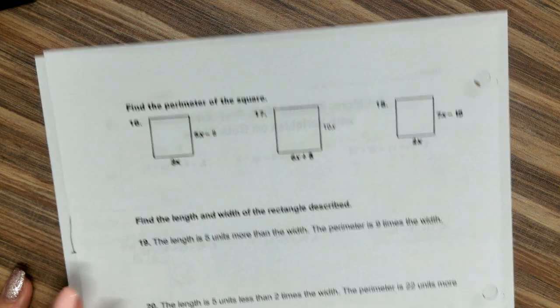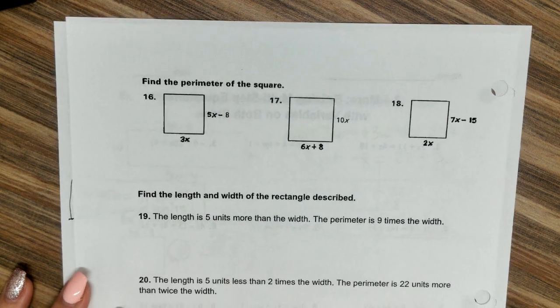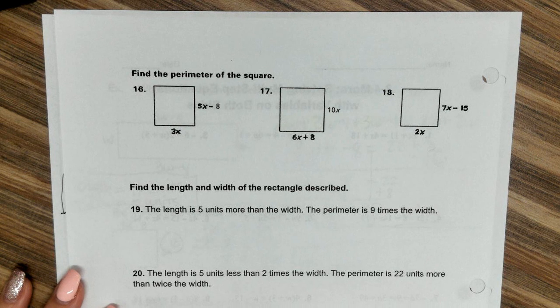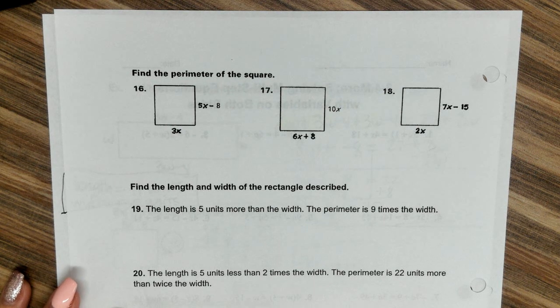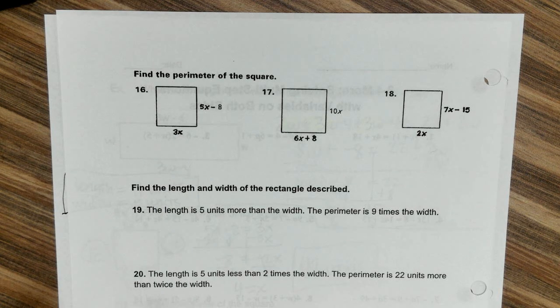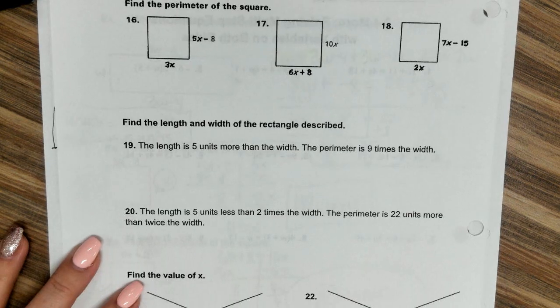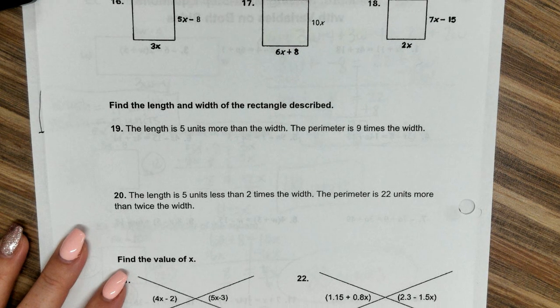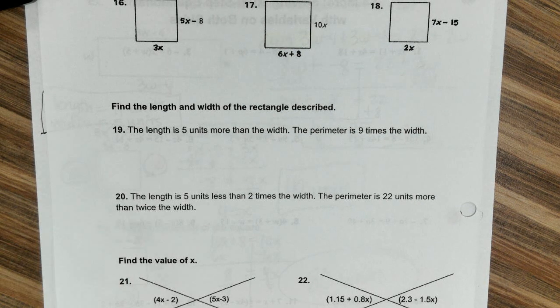Okay, flip to the back. What does 16 through 18 ask you to find? So there's 3 steps. First, you're going to have to solve for x. Then you're going to have to plug it back in for the side so that you can find the perimeter, just like we did on our notes. Yes?